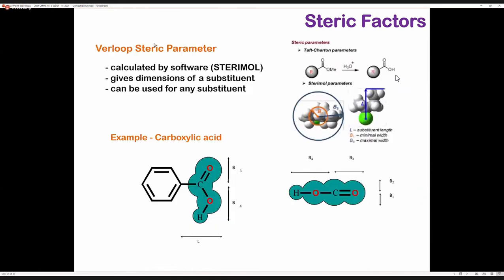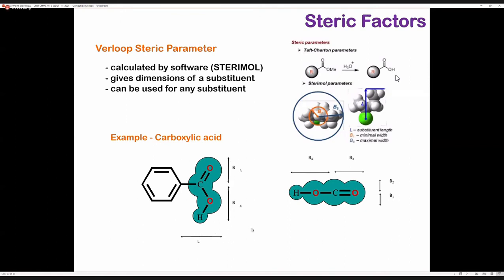What is this? Steric parameter, so you can calculate it using software, the Sterimol software. I'm not sure whether it will be used in practicals, not sure. Right. So it gives the dimensions of a substituent, and it can be used for any substituent, which is very nice, right? It means it's not limited to certain compounds only. Okay, so it is measured computationally, basically.